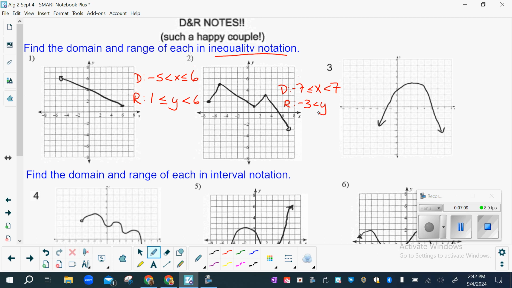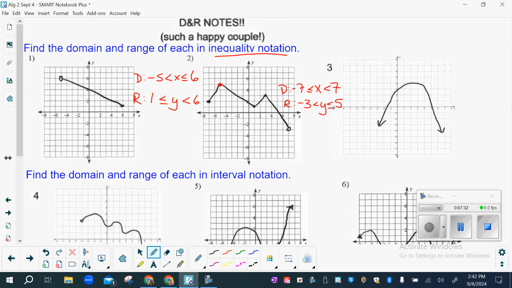And then what would be my highest y value? Up to 5. So including 5 or not including 5? Less than 5 or less than or equal to? Less than. Oh, wait. That's a closed circle, right? So less than or equal to. Does that make sense?